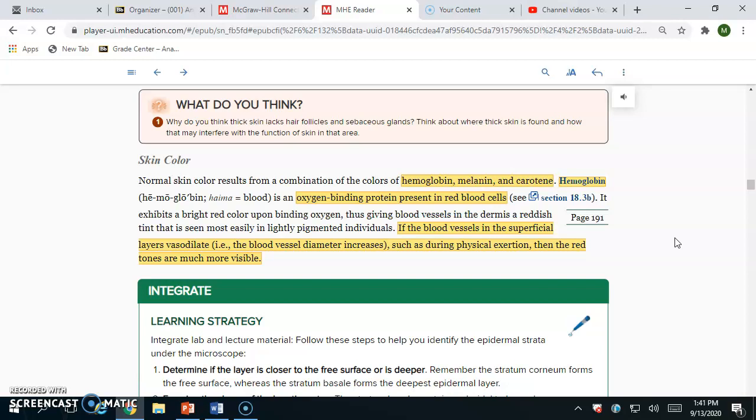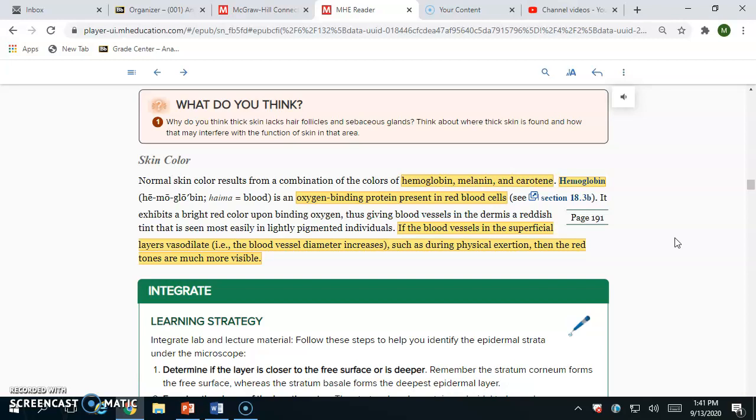So our skin can change based on how much blood flow is going to our vessels that are close to our skin surface. It could be from exercise, it could be from embarrassment or excitement. There's other causes for our bodies to send more blood to our vessels that are in our skin. And then the opposite can happen too if we have a problem.